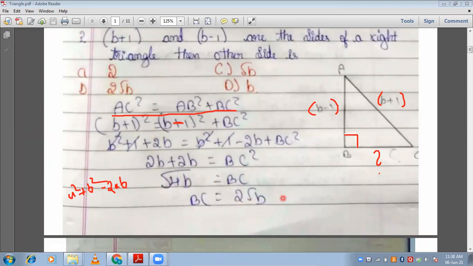What is the other side value? The other side is 2 root b. So which option is right? Option B is correct. Next sum.